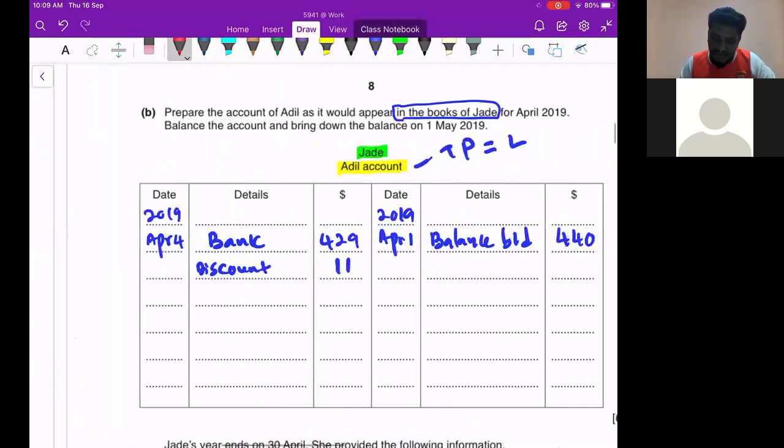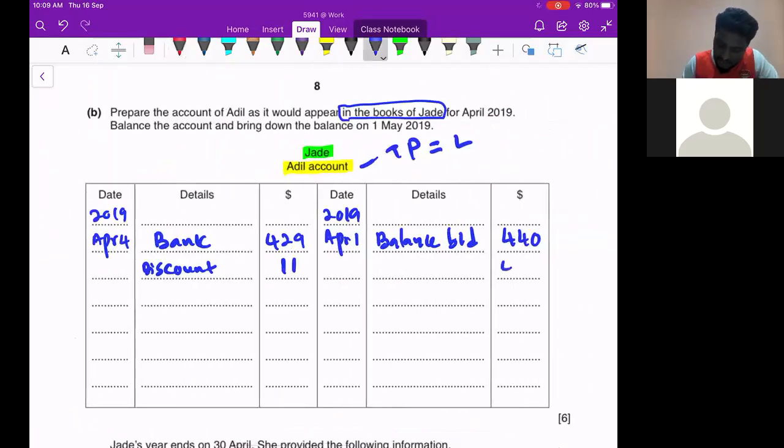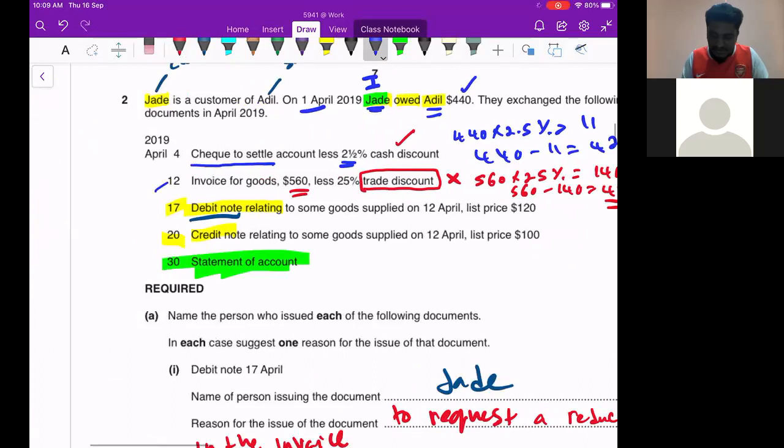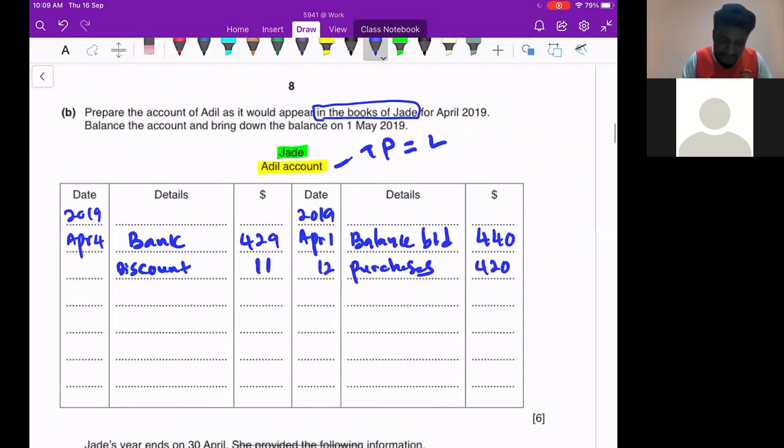The 420 will be on the credit side. I write here purchases. Why is it on the credit side? Because your trade payable will be increased. Purchases account will be debit. Trade payable account will be credit. Now we are doing the trade payable account. The date is 12. So right here 12.